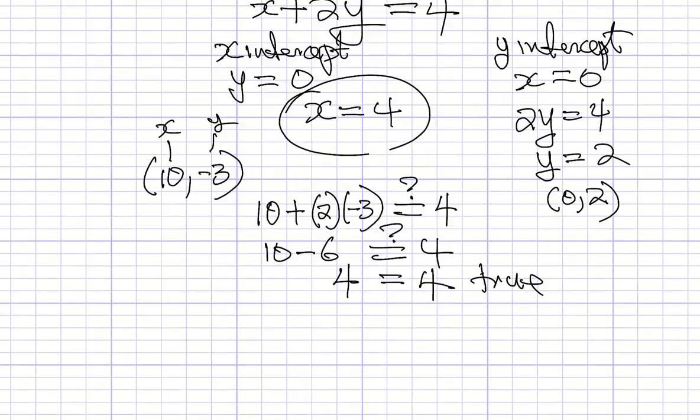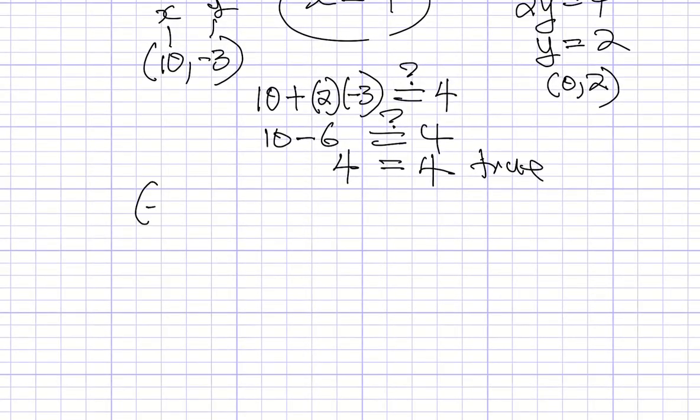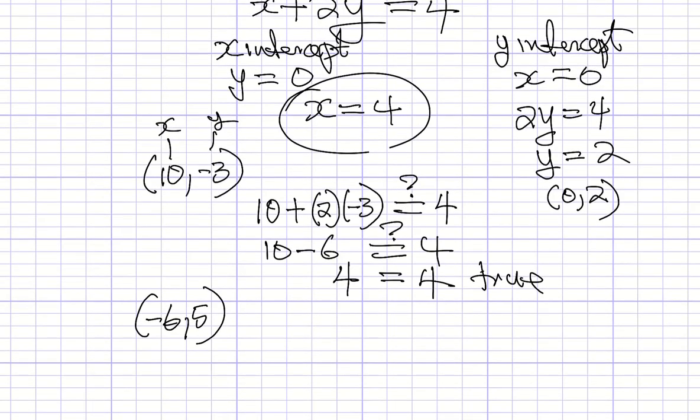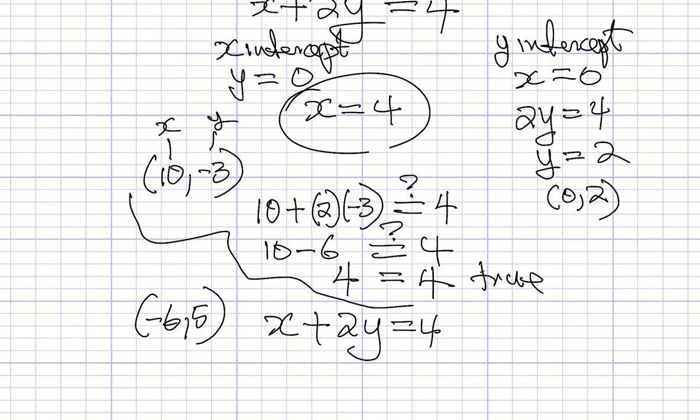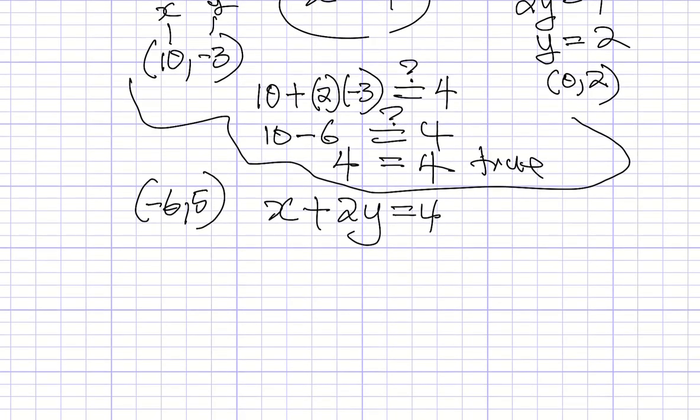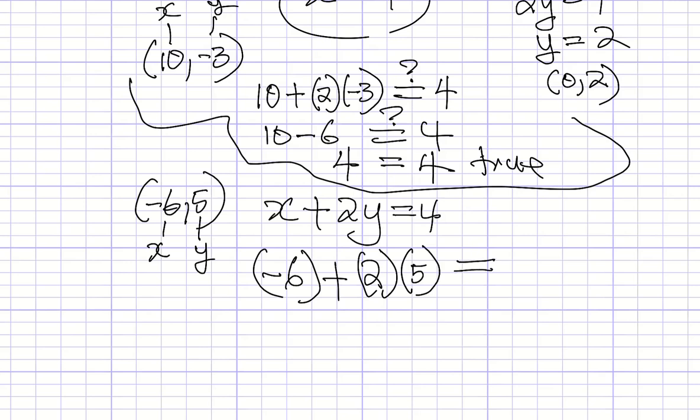We'll find minus 6 and 5. Look at this point, minus 6 and 5. So we'll put it in that equation. What is the equation? The equation that produces the line is x plus 2y equals 4, right? That is the equation that produces that line. So you put the point in there. Don't forget now, this is x and this is y. The equation becomes minus 6 plus 2 times 5, and then is it equal to 4, right?